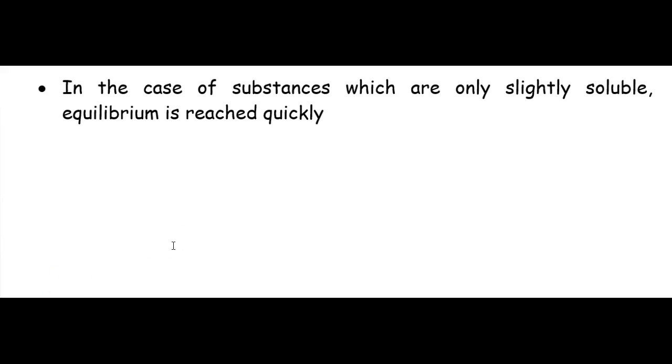Some substances are only very, very slightly soluble, in which case we don't produce a lot of ions in solution, and so we say that equilibrium is reached really quickly because the reverse reaction happens really early on, time-wise, in that process.